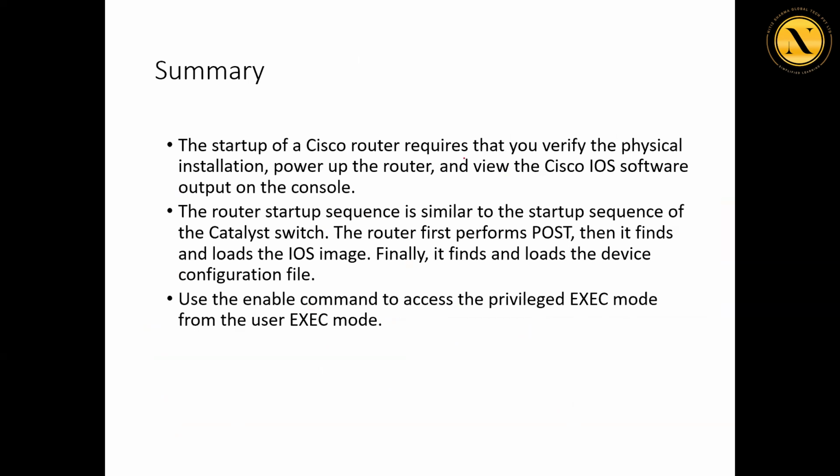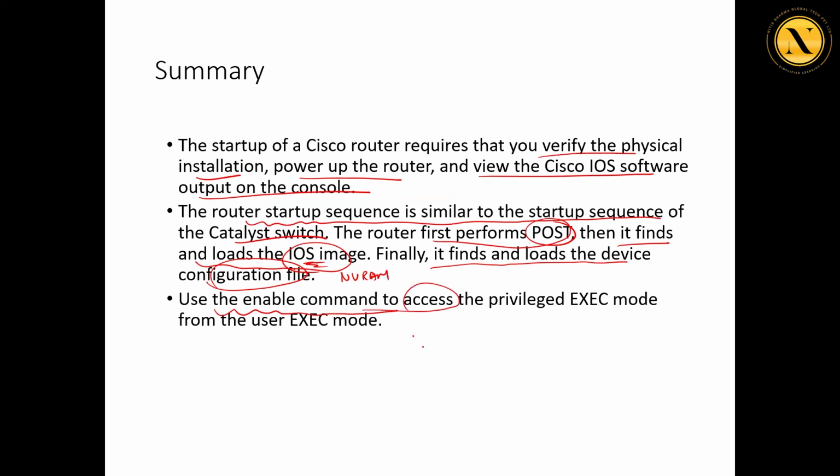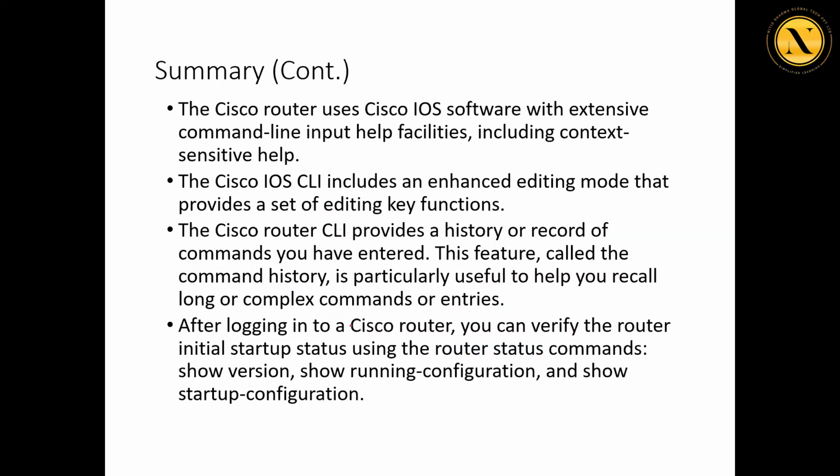So the startup of the router requires that you verify the physical installation, power on the router, and view the Cisco IOS software on the console. The router startup sequence is similar to the startup sequence of a switch. The router first performs POST, then it finds and loads the IOS image from the flash into the RAM, and then finally it loads the device configurations, if at all present in the NVRAM. Correct? Okay. Use the enable command to go to the privileged mode from the user mode. We know this.